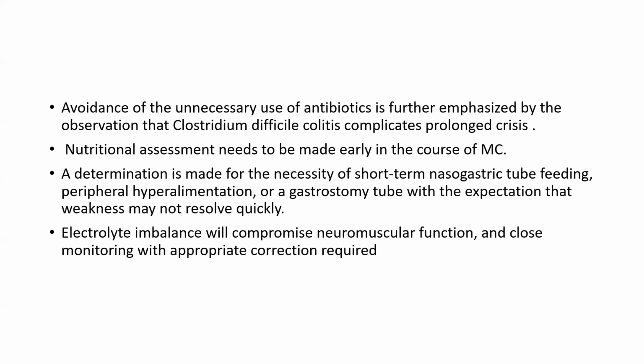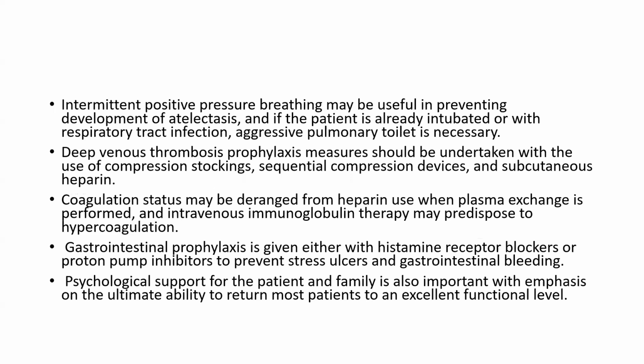Nutritional assessment needs to be made early in the course of myasthenic crisis. A determination is made for the need for short-term nasogastric tube feeding, peripheral hyperalimentation, and gastrostomy tube, with the expectation that weakness may not resolve quickly. Electrolyte imbalance will compromise neuromuscular function. Close monitoring with appropriate correction is required. Intermittent positive pressure breathing may be useful in preventing development of atelectasis, and if the patient is already intubated or has a respiratory tract infection, aggressive pulmonary toilet is necessary.